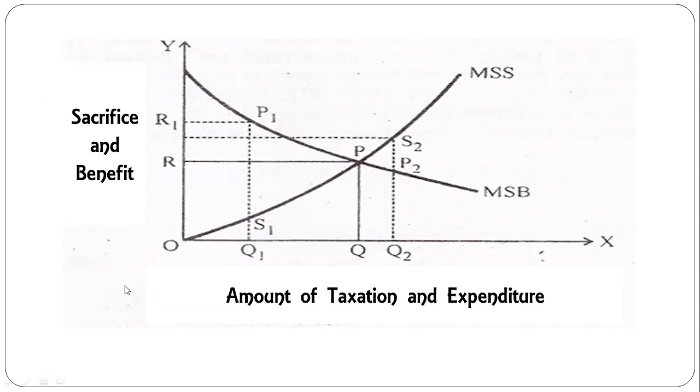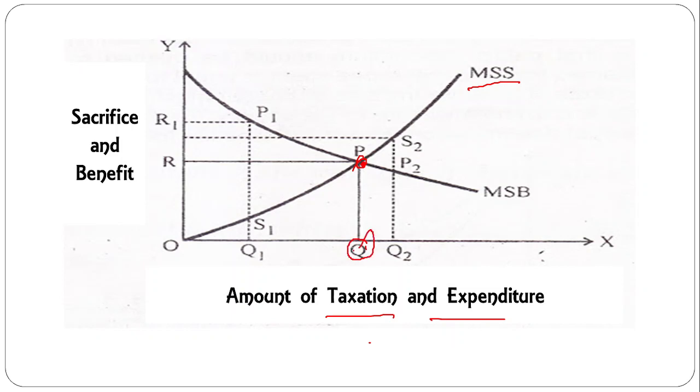So let us quickly see. This is the diagram used to explain the theory of maximum social advantage. You can see this is increasing MSS curve, that is marginal social sacrifice curve, which is continuously rising as the tax imposition increases, sacrifice increases, and the MSB curve, that is marginal social benefit, keeps on declining as the expenditure increases. Okay, so you can see on y-axis we have sacrifice and benefit, and on x-axis we have taxation and expenditure, and this is the point P where MSS and MSB both are equal.